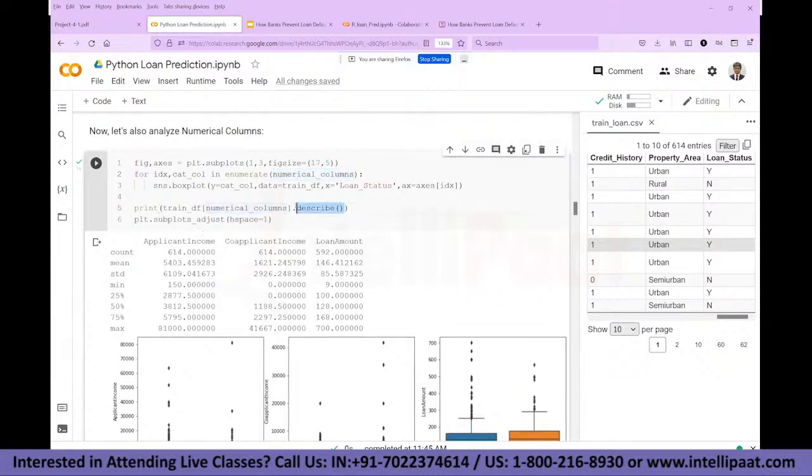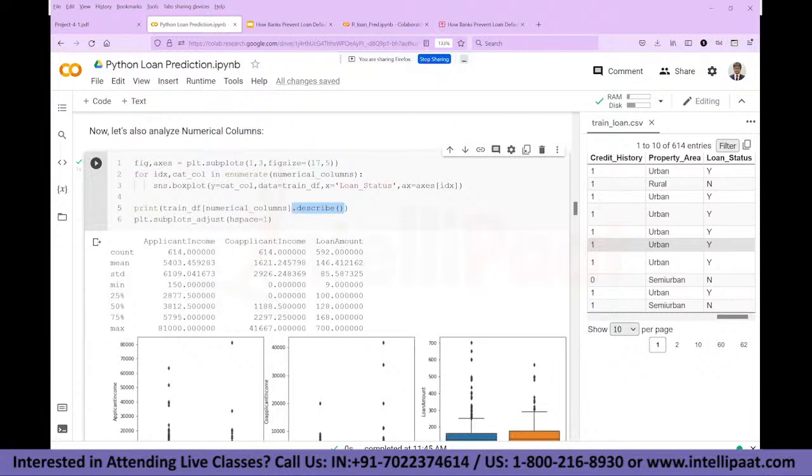The pandas DataFrame has this method called describe. The describe method describes your numerical columns. So if we just apply train_df, bracket, numerical columns, dot describe, all those numerical columns will be described. What will it describe? It will give the total counts in your data set of all these numerical columns.